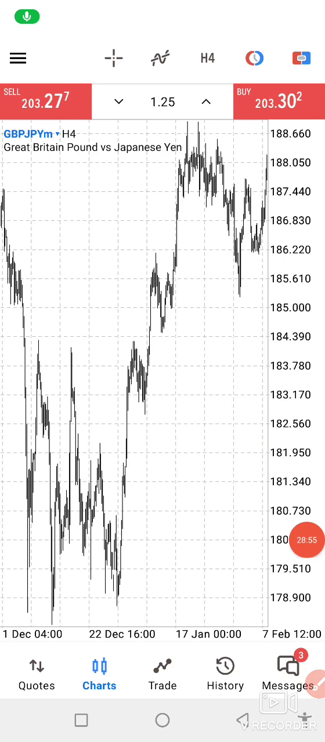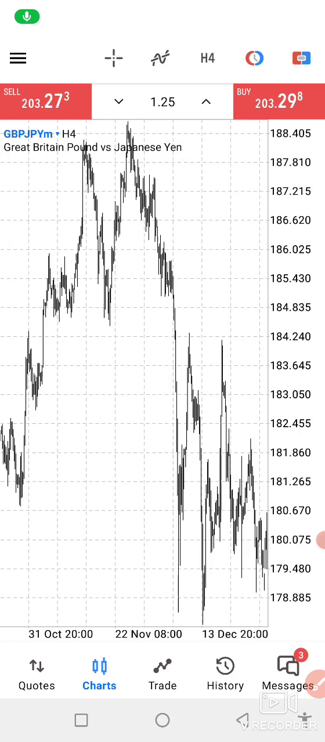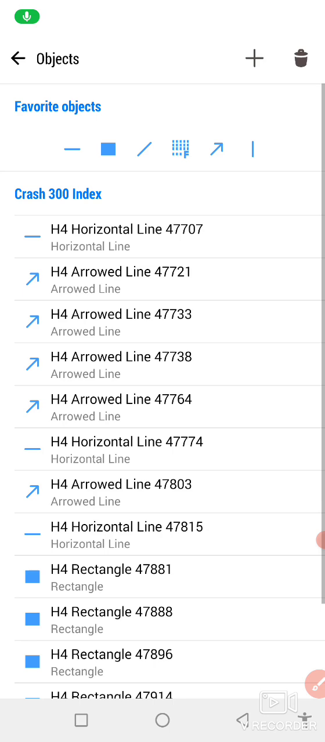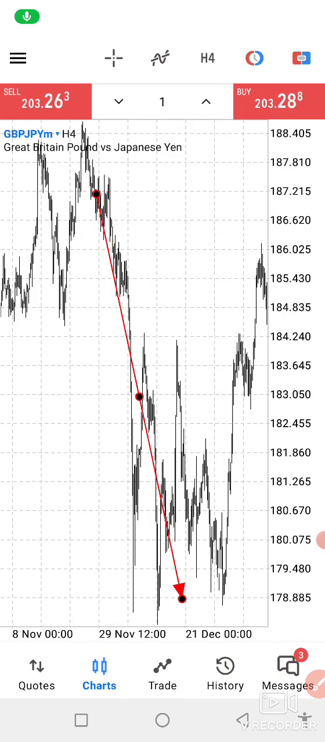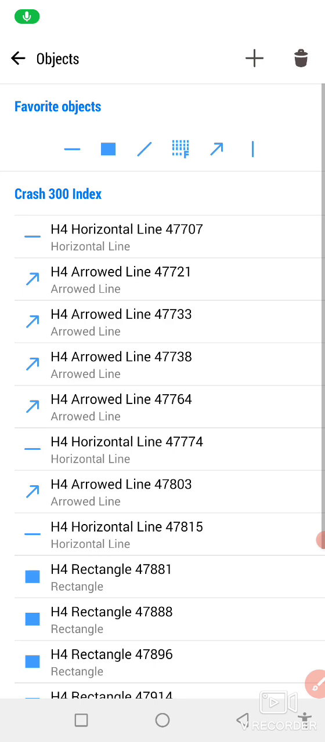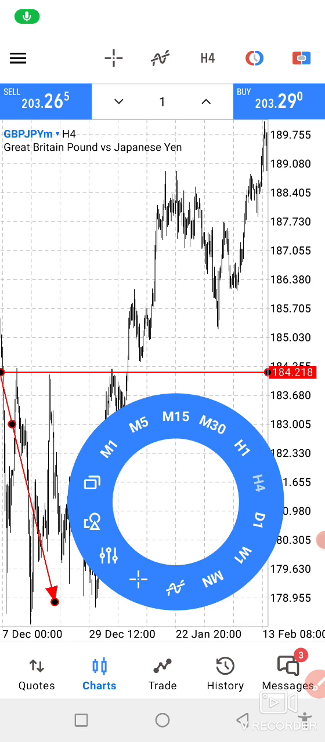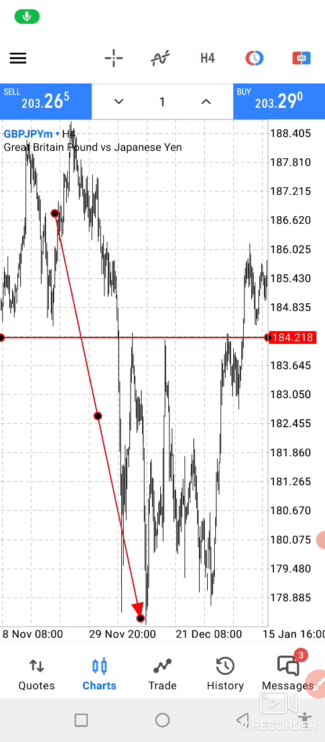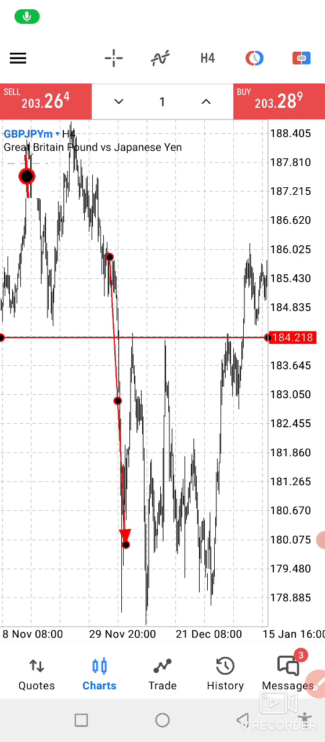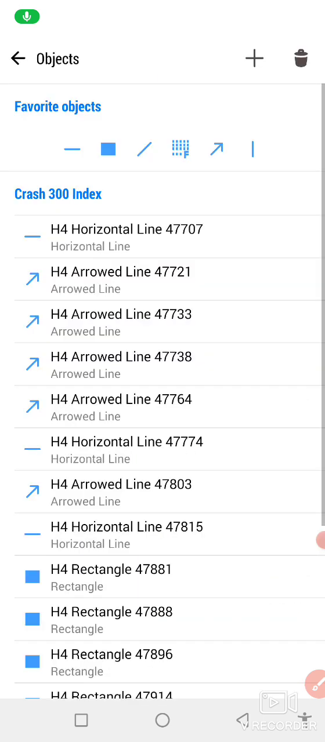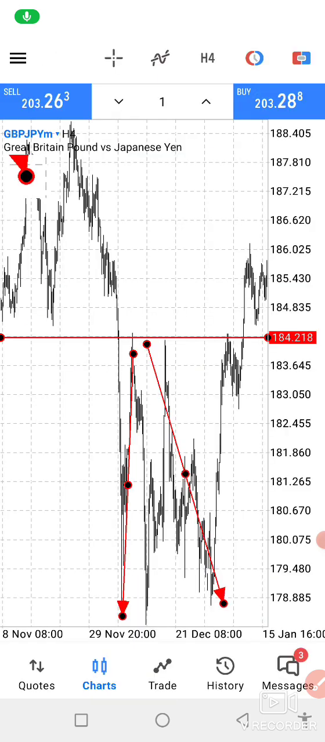Okay, this is GBP, and basically the market was in a downtrend before, all the way from here to here. It was a downtrend and we have this change of character here. Price just broke this level. So we had a move like this, and another move like this.